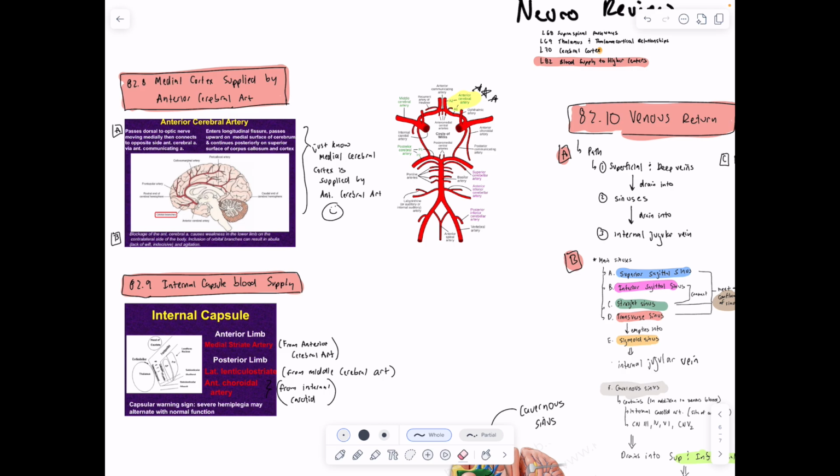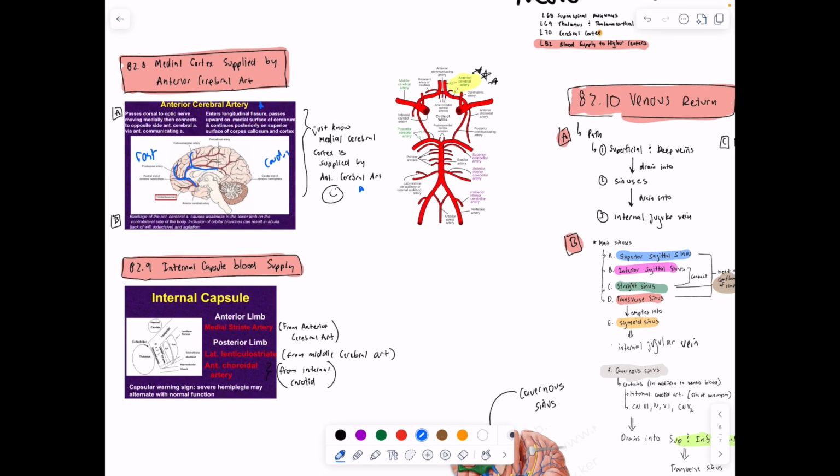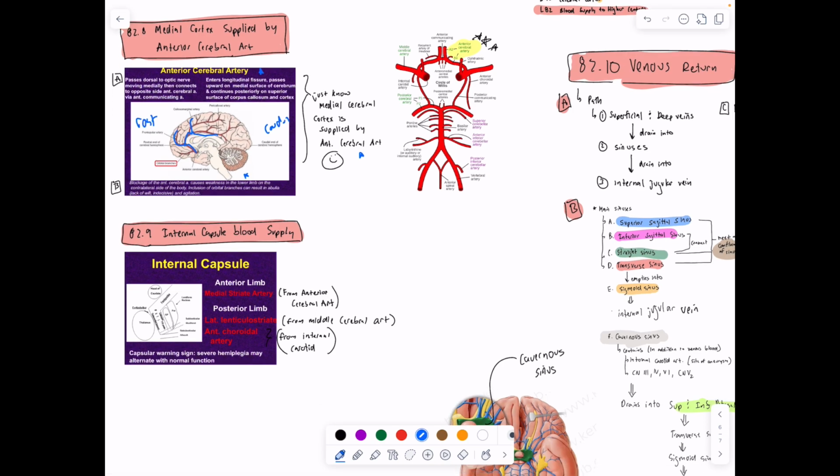All right, so then just final thing is medial cortex. So medial cortex is supplied by the anterior cerebral artery. Medial cortex is right here, and you can sort of trace the path upwards. This is rostral, this is caudal, towards the back of the brain. It enters the longitudinal fissure, passes upwards on the medial surface of the cerebrum. And yeah, the medial cerebral cortex is supplied by the anterior cerebral artery. Blockage is going to cause weakness in the lower limb, and inclusion of the orbital branches is going to result in abulia, which is lack of decision, as well as agitation.